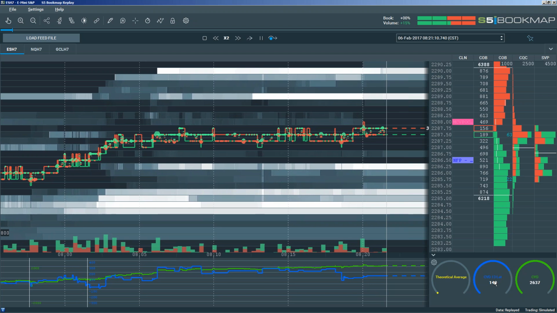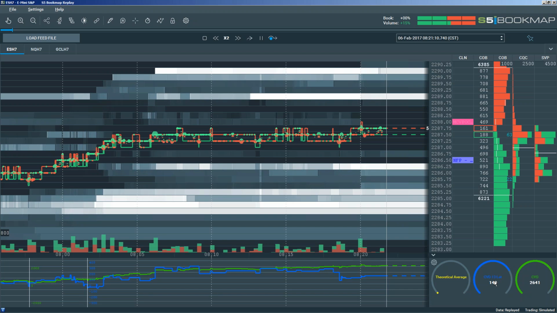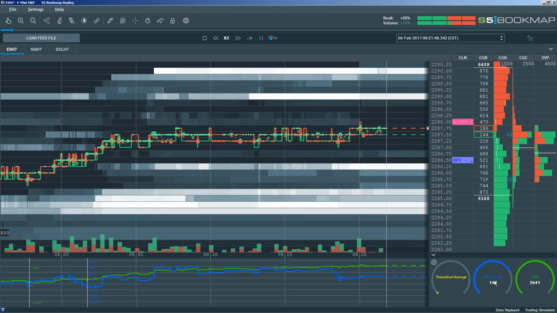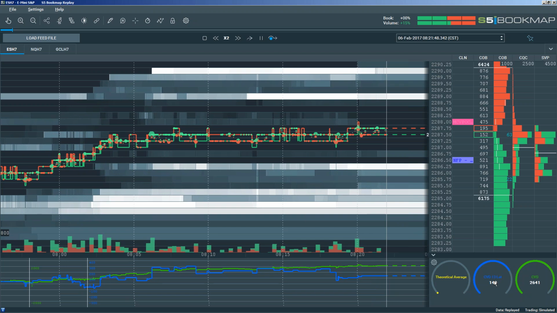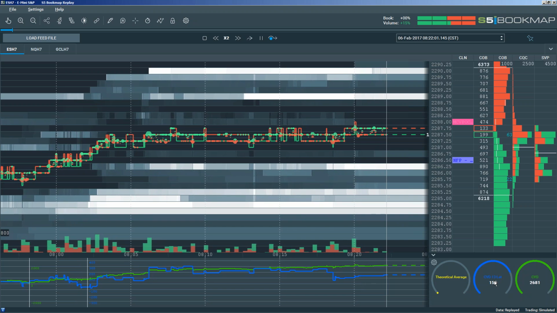So if there are more people selling at the bid, in other words, they can't wait for their offer to get lifted, instead they cross the market and hit the bid, the CVD gets lower and lower until it goes negative, and it's telling us that the sellers are dominating the current action. This CVD is filtered.